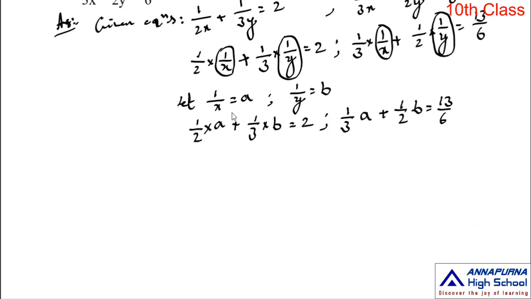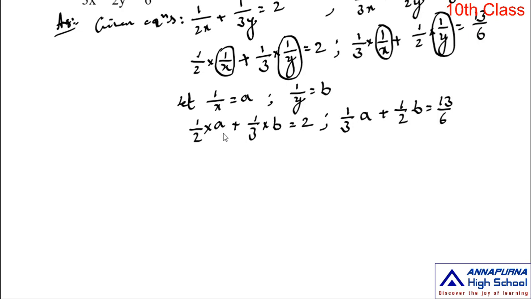So if 1 by x is equal to a and 1 by y is equal to b, then the two given equations change to 1 by 2 into a plus 1 by 3 into b is equal to 2, and the second equation 1 by 3 into a plus 1 by 2 into b is equal to 13 by 6. Now observe these two equations.